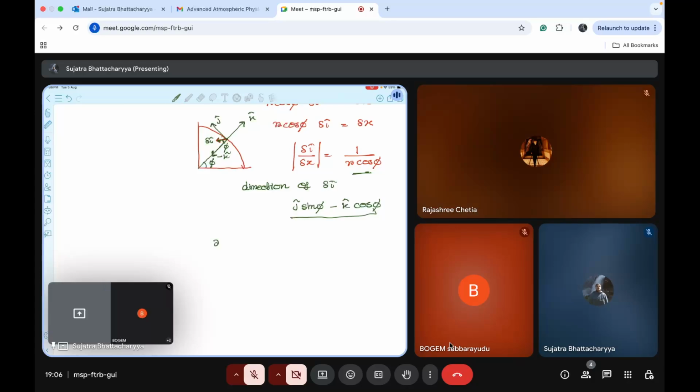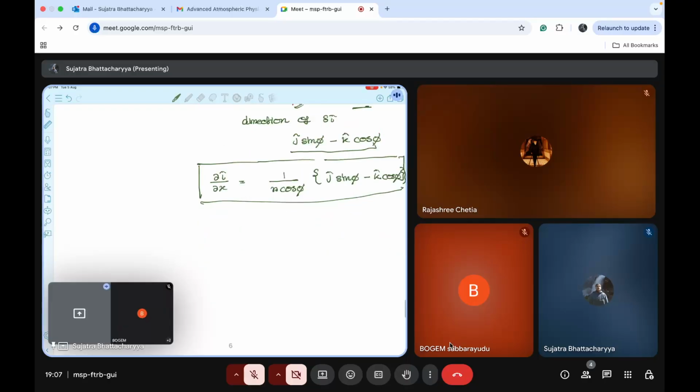Therefore, your delta i hat by delta x, I'm writing as 1 upon r cos phi as the magnitude, and the direction is j hat sine phi minus k hat cos phi. This is your expression. So now this is the expression of delta i hat. So di hat dt, what will it be? It is u delta i hat delta x. Therefore, we can write u divided by r cos phi, times j sin phi minus k cos phi.